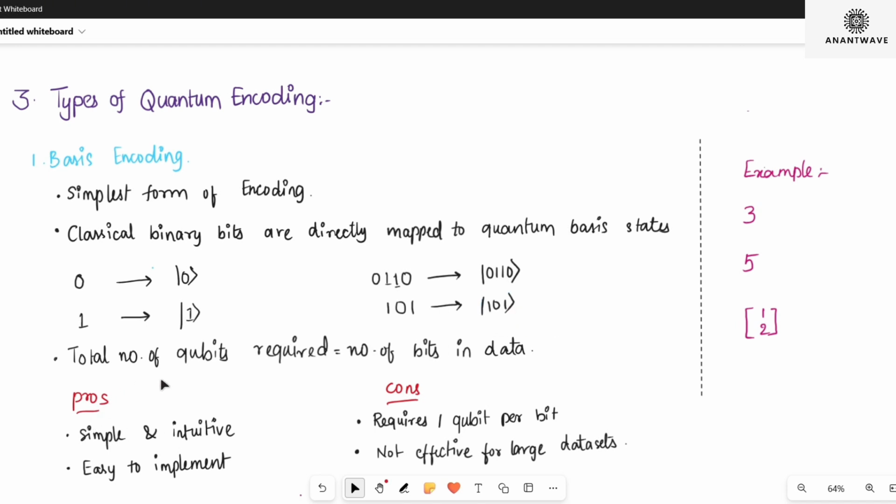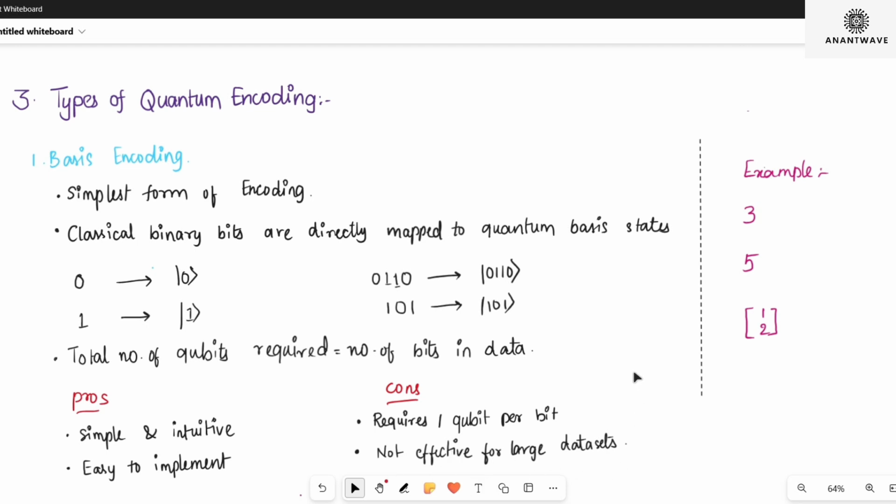So, the total number of qubits required is the number of bits in the data. If we have 4 bits, we'll need 4 qubits to store the 4 bits of data. Here the pros are that it is simple and intuitive, but it requires 1 qubit per bit. It is easy to implement, but it is not effective for large data sets.